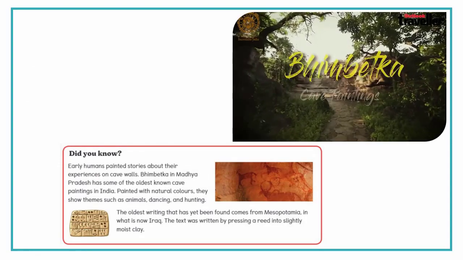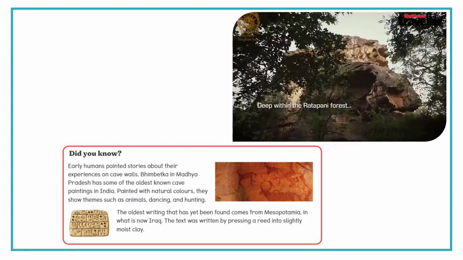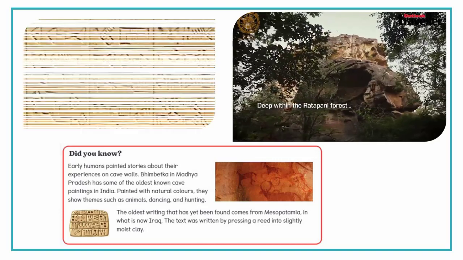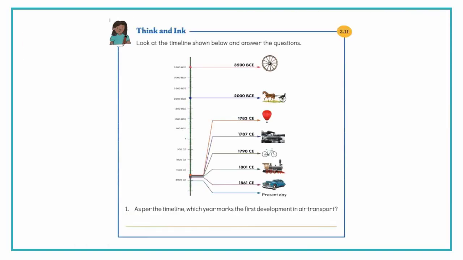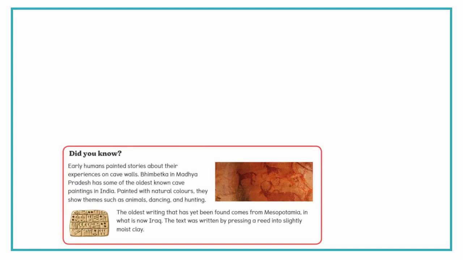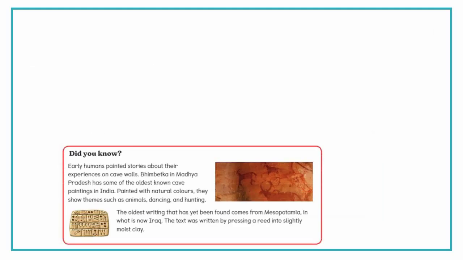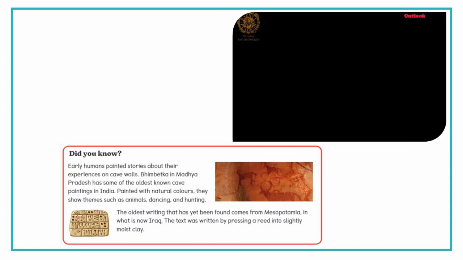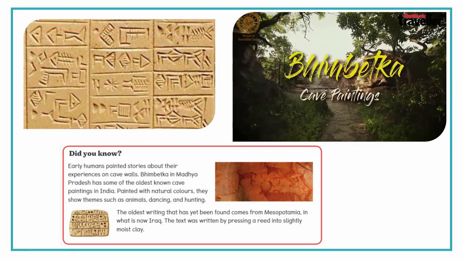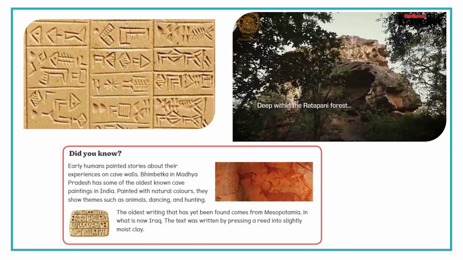Now, let us see how the first writing is. Okay, children? Now I'll explain to you. Actually, how did we know that there are events that happened before writing? There is a script. This is the first writing found in Mesopotamia. This is the first written script.